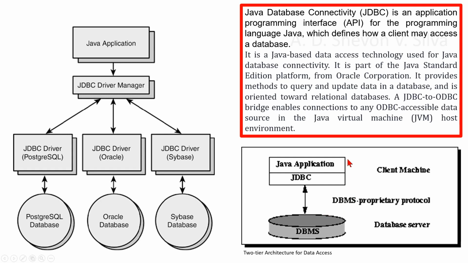Here you can see the client machine, which has the Java application and JDBC, and JDBC is connected to the DBMS through the DBMS proprietary protocol. And here is the database server, and you can see the DBMS here.